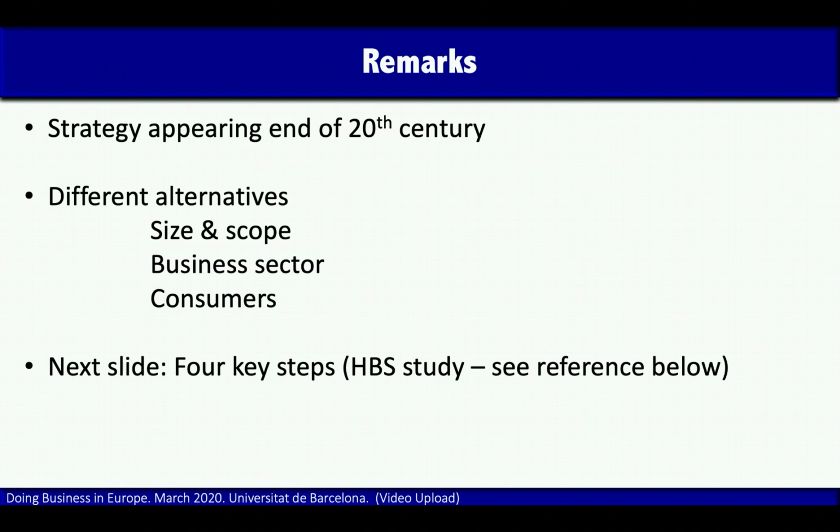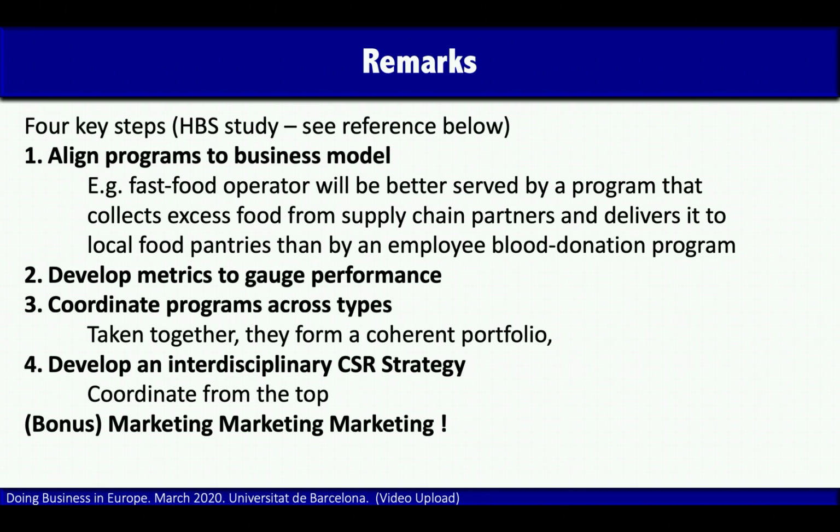Right, and the very last slide that I have after this summarizes the key steps that the Harvard Business School study that I mentioned suggests for any firm that would want to engage in socially responsible actions. The first one is to align the programs to the business model. As I said a couple of times already in this video, it's a lot easier for the firm to engage in programs in which it has expertise. So again, a fast food operator will be better served by a program that collects excess food from a supply chain partner and gives it to people who need it, right?